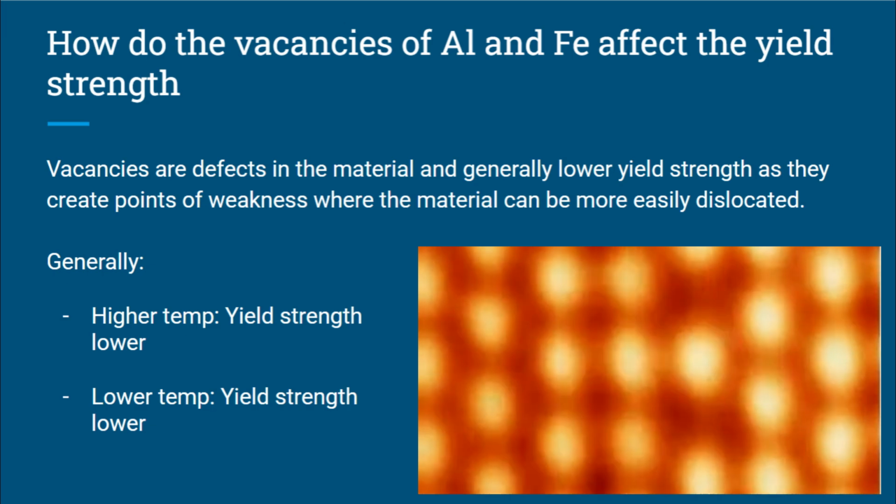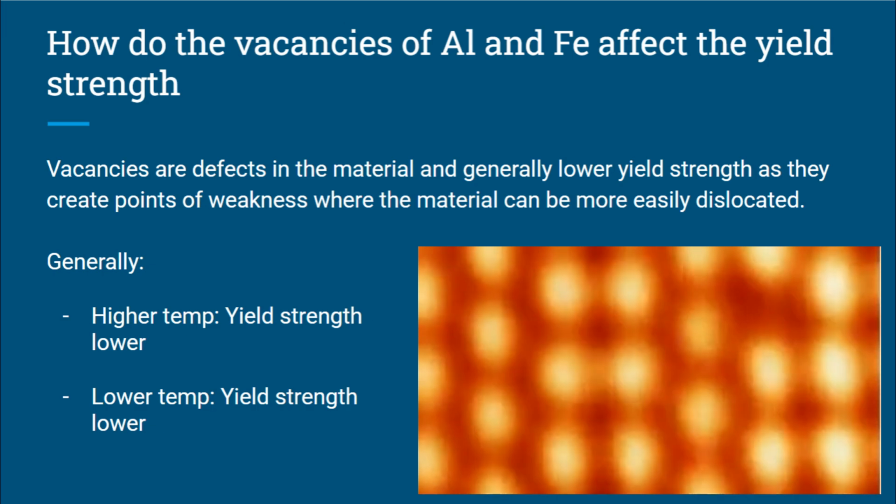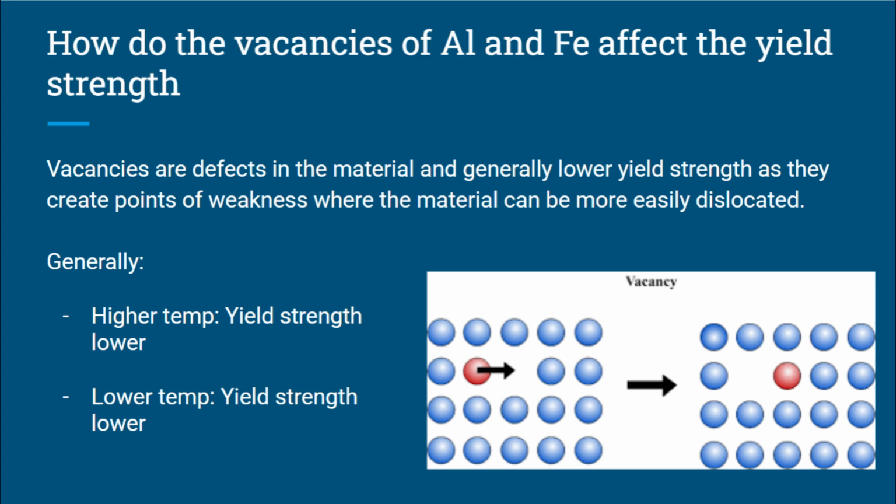Vacancies are defects in the material, and generally these defects lower the material's yield strength as they create points of weakness where the material can become more easily dislocated. This, however, can change with temperature. At higher temperatures, more thermal energy is added to the system, which causes the dislocations to move easier, making the yield strength lower. The opposite happens at lower temperatures. There is less thermal energy, so the dislocations don't have as much energy to form as when the temperature was high. This leads to a higher yield strength.